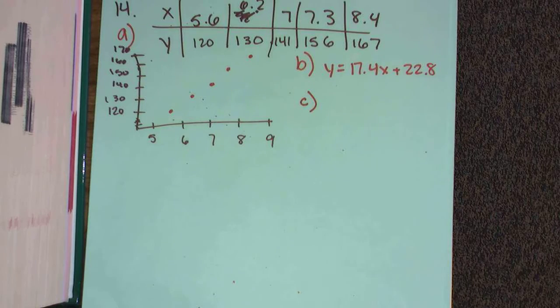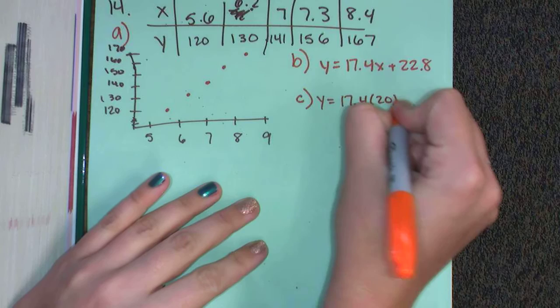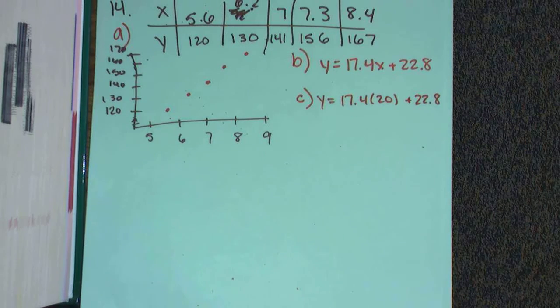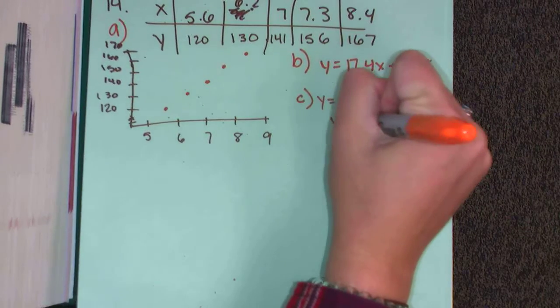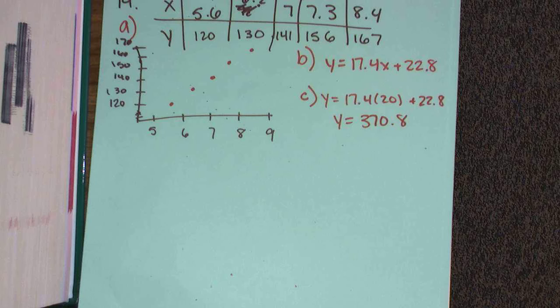So this one, now we just need to take this and plug in the number that we had for x, which was 20. And we get what for that? In the book. So 370.8, and then we're done with that one. Alright, so we're going to do one more problem where we run through everything.